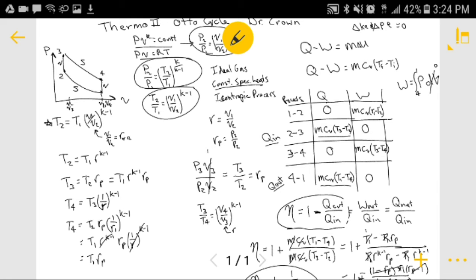And it turns out that the efficiency is not dependent on my pressure ratio, but only the compression ratio. And I don't even need to know what T1 is or P1 is. So higher compression ratio gives me a higher efficiency for an engine. Unfortunately, I went a little bit off the page, so let me rewrite that somewhere you can see it. So the final result is efficiency equals 1 minus 1 over r to the k minus 1.